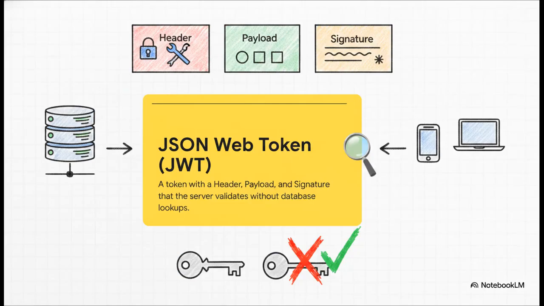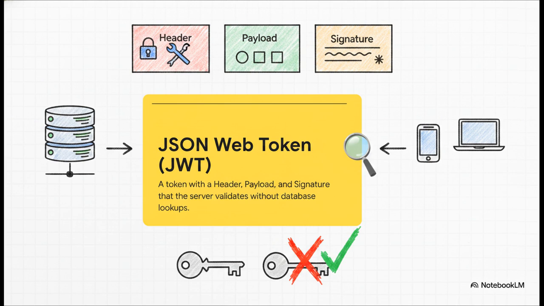Let's look a little deeper at JWTs, or JSON Web Tokens. They consist of 3 parts: a header, a payload, and a signature. The server signs the token and clients send it along with their requests. Because of that signature, the server can validate the token without ever doing a database lookup, which is incredibly powerful.